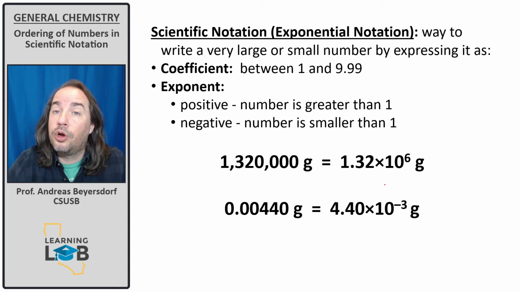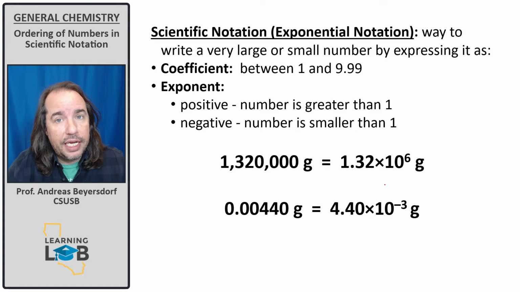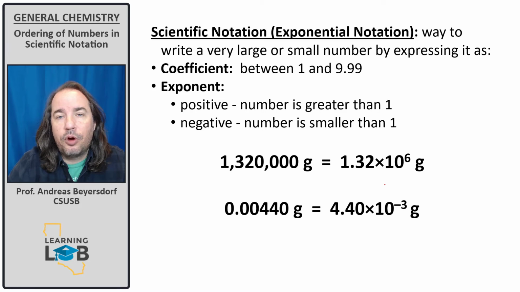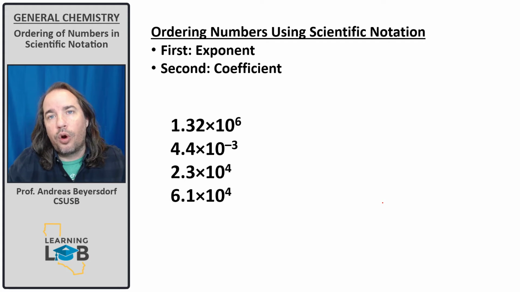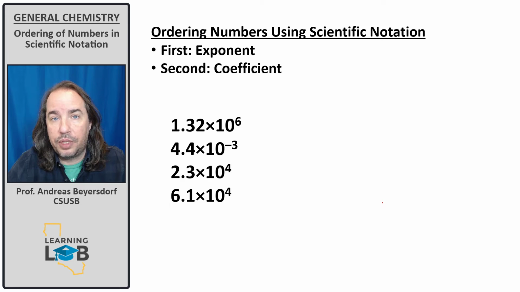Scientific notation, also known as exponential notation, is a way to write very large or small numbers by breaking it down into a coefficient and an exponent, where that exponent tells us whether we have a very large number that will have a positive exponent or a small number which will have a negative exponent. Now let's look at how we order numbers using scientific notation.